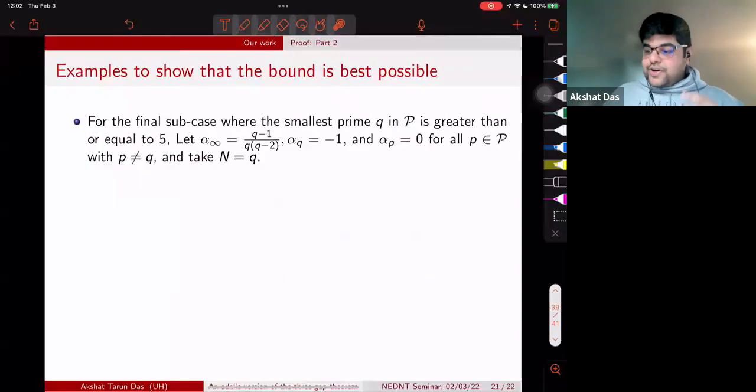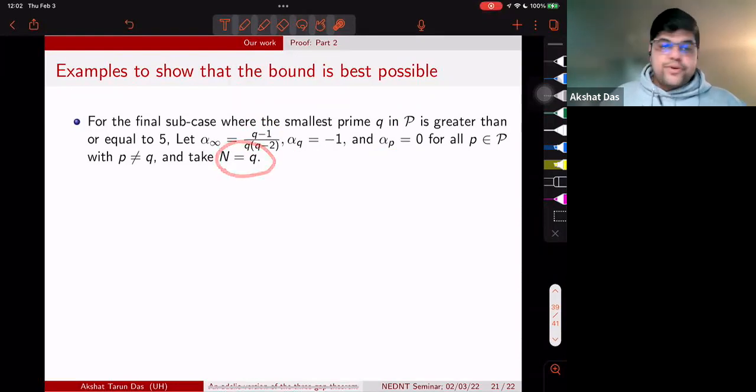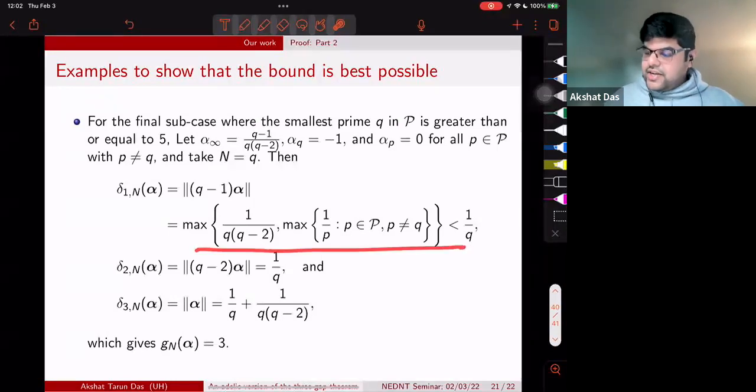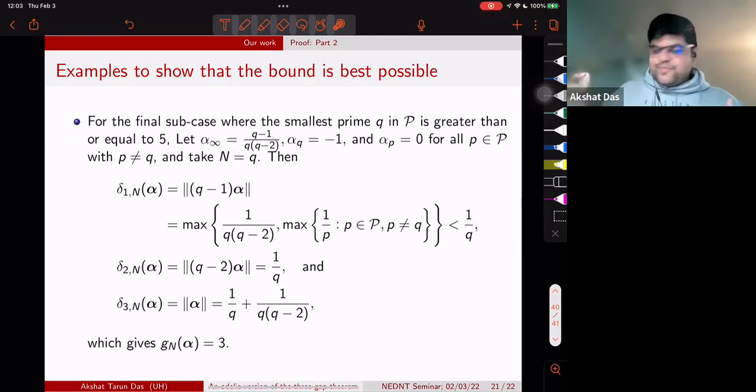For that particular subcase, where we are assuming that the smallest prime, denoted by q, is at least 5, let's define the vector alpha by taking (q minus 1) over q times (q minus 2) in the Archimedean place. For the place indexed by the prime q, we take -1. And for all the other non-Archimedean places, we're just going to take 0. Capital N is also going to be equal to q, which is the smallest prime. Then again, we end up with 3 distinct gap lengths, which are denoted by this, this, and this. Again, you can see that all three numbers are dependent on what our smallest prime q is.